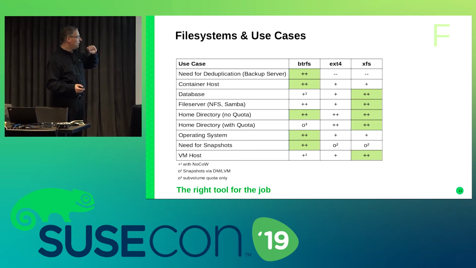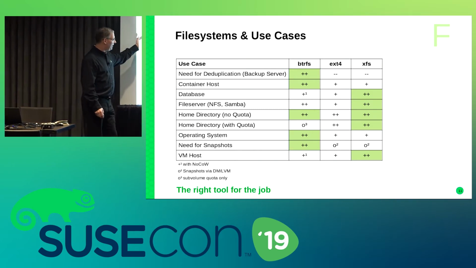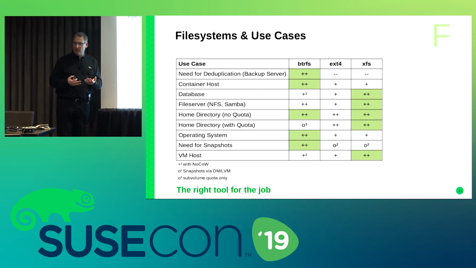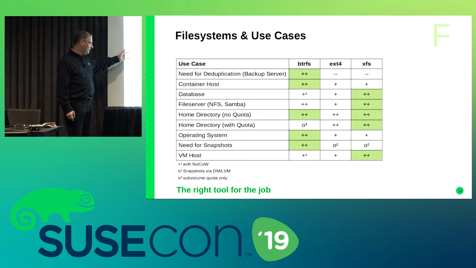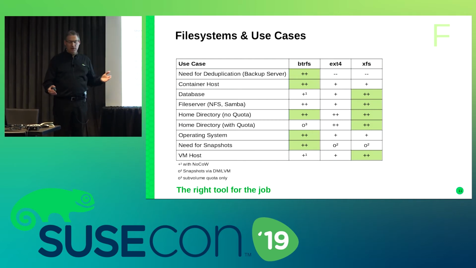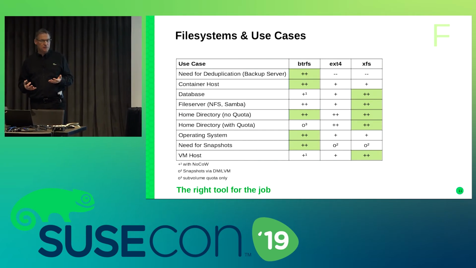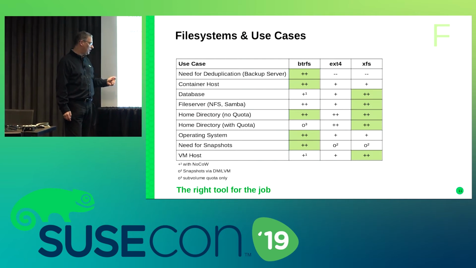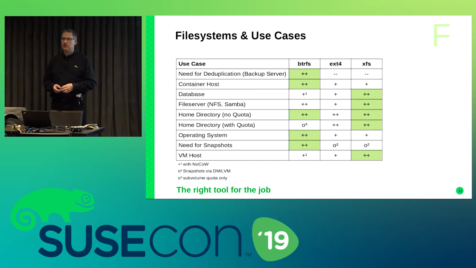We have a little bit of a recommendation depending on the best use case. This is taken from an older presentation of mine at SUSECON. If you want deduplication or a container host, and for the operating system, due to the snapshot rollback functionality, we really recommend Btrfs. If you have databases, a file server or home directories, then the choice of most customers will be XFS, and it is a perfect choice. If you have a virtual machine host, also XFS is the recommendation. For everything where you want or need snapshots, you certainly will use Btrfs because it gives you better capabilities.